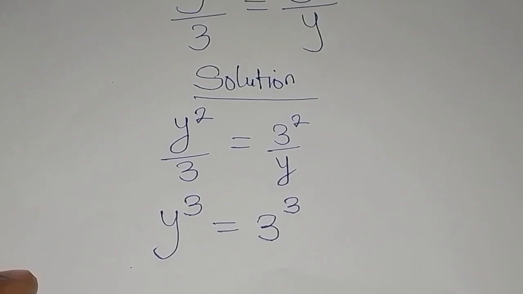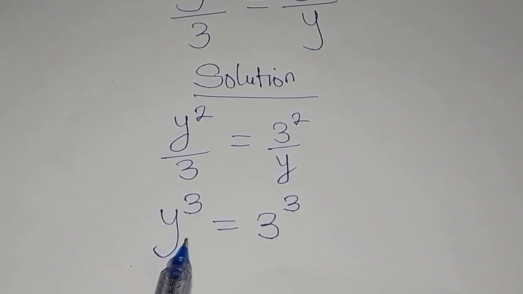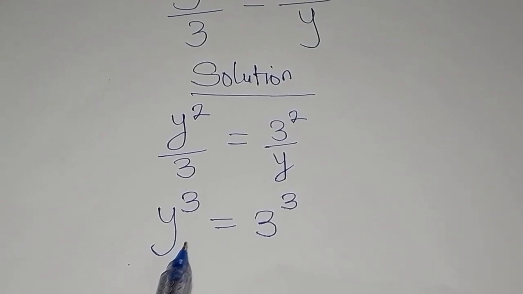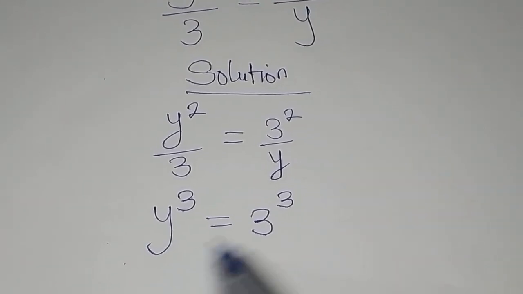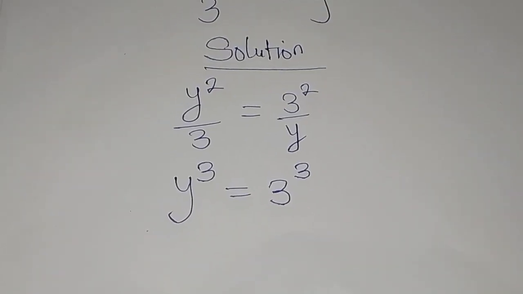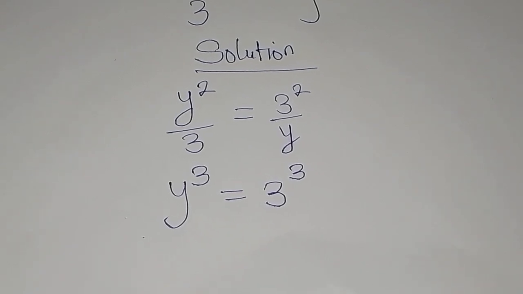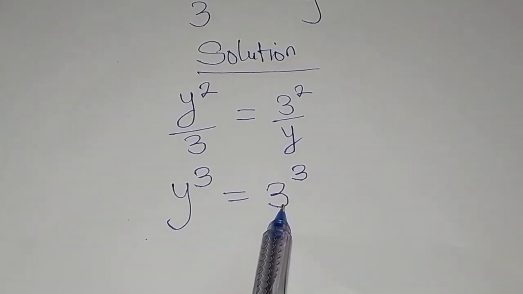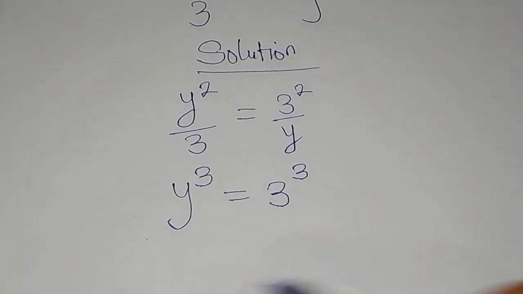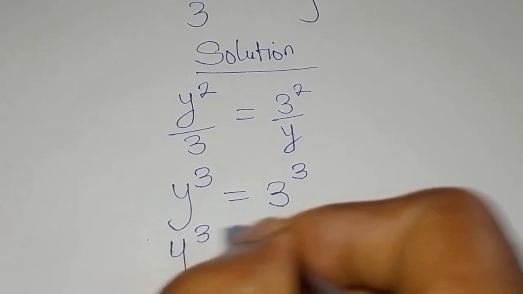Now you will know that you're going to get three solutions because this has a degree of 3. If you have the power to be 3, then you're going to have three solutions. So how do we now get the solutions? By comparison, we can see that our y is 3, but that will give us just one solution. So to get the three solutions, do this.